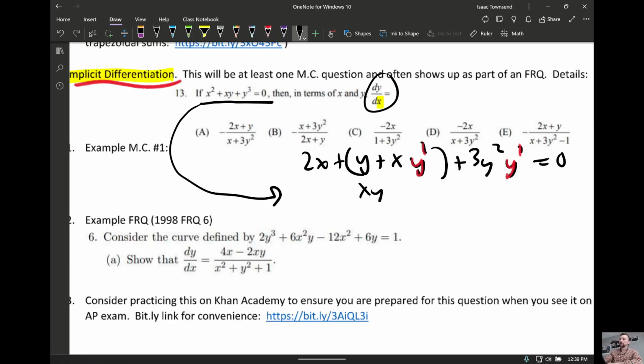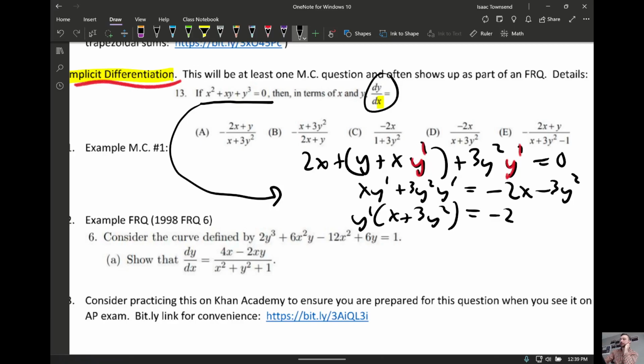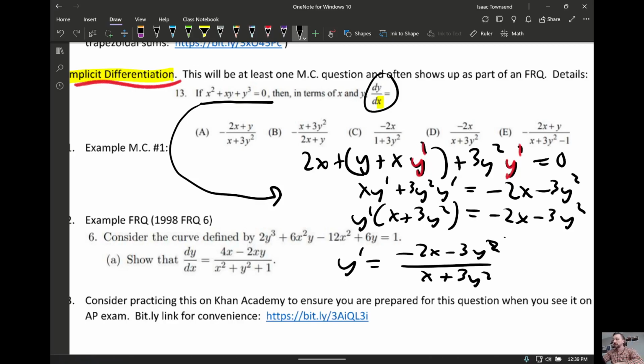If you move over the stuff that doesn't have a y prime to the other side, subtract it over. If you factor out a y prime as the GCF, and then you can undo times with divide. All of these questions have a very similar feel to them. So in the end, that ended up being choice A.